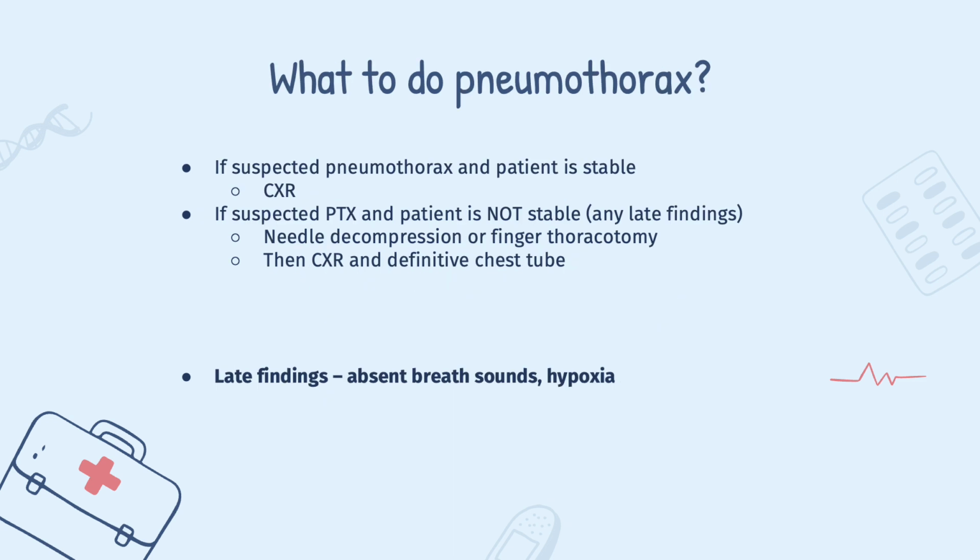So what are we doing with the pneumo? If you're suspecting a pneumo and your patient is stable, then get the chest x-ray. If you suspect a pneumo and your patient is not stable, so any late findings, and what are late findings? Late findings are absent breath sounds, hypoxia. You're going to be doing that needle decompression or a finger thoracotomy, and then get the chest x-ray. And then you have to put in a definitive chest tube.